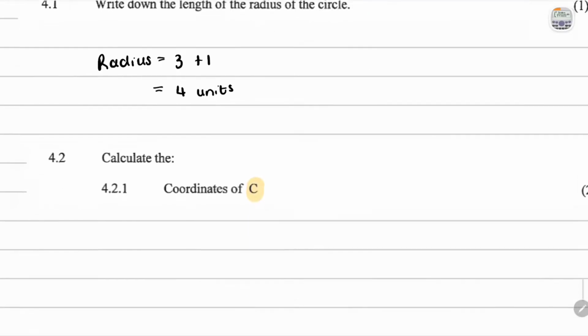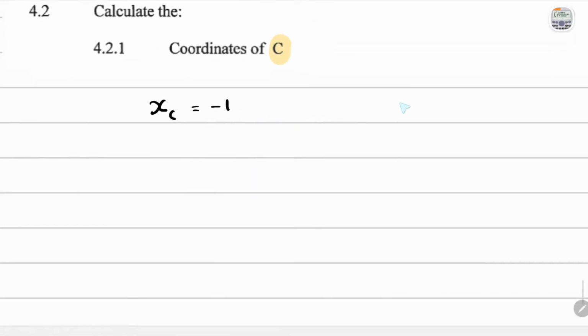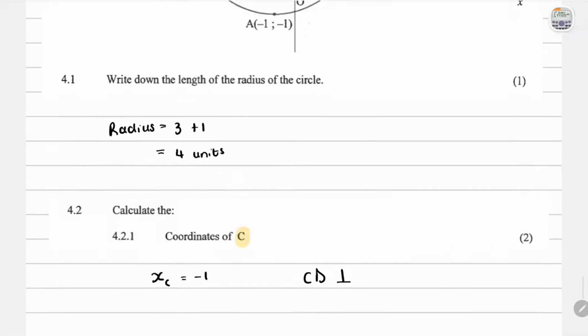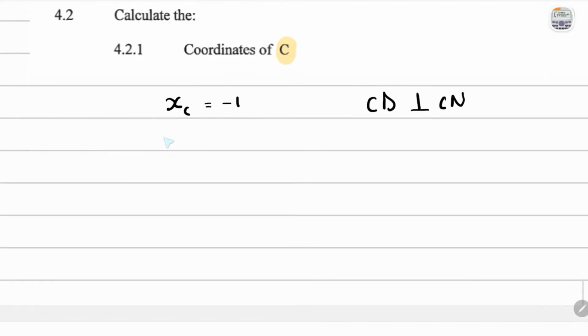You can show them how you found the y value. So we knew that the x value of C was -1, because we had that CD is perpendicular to NC. We can call it NC, that's fine, or CN. And so therefore, because it's a vertical line, to find the y value of C, we simply said 3 plus the 4 units, just shift 4 units up, and that's 7. So therefore, C is simply (-1, 7). And that is our answer.